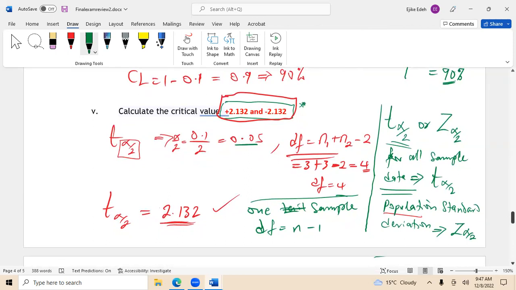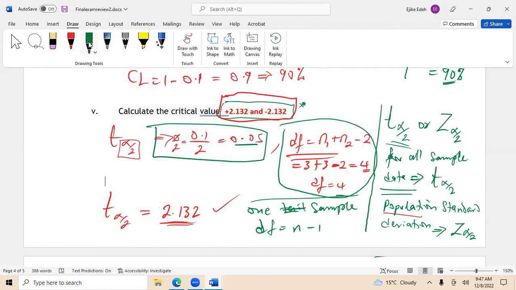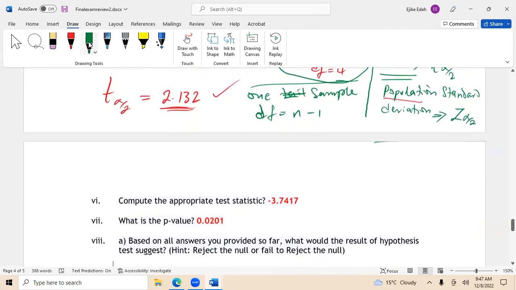Okay, so remember to do this in two parts. First of all, get your alpha, right? Next, get your degree of freedom. And then go ahead and use the table with the two information, right? Those are the two you need, and then you pick up your table. Okay, so let's move to the next one very quickly.